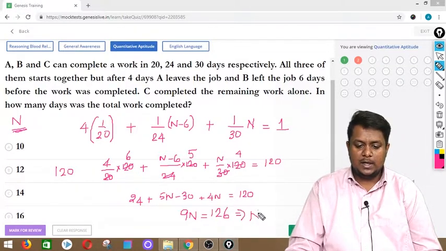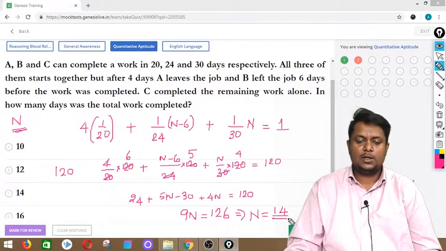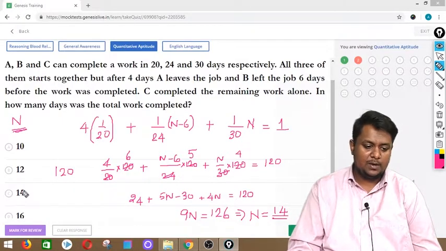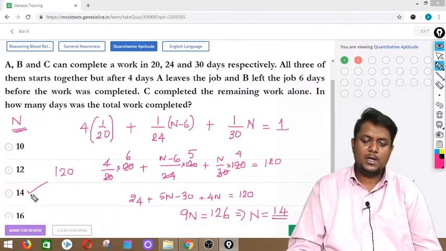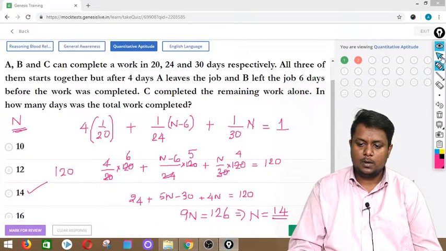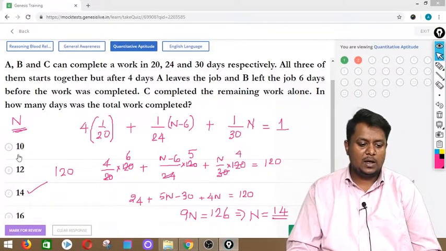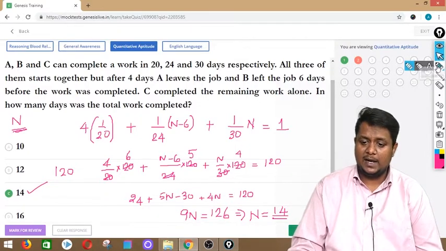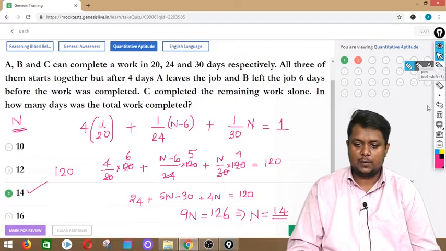So this gives n is equal to 14. So the total time taken to complete this work is 14 days. We have to mark option C. Now let us see how this particular question can be solved in a simple way, or what is the actual time that a candidate should take to solve this particular question.